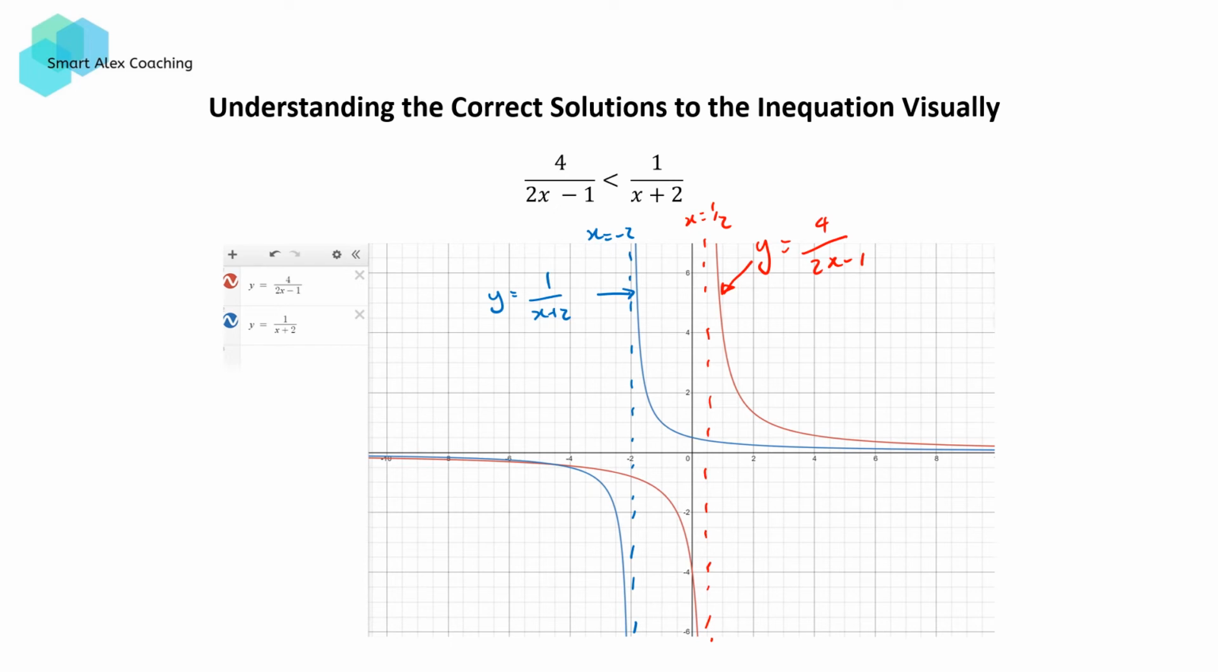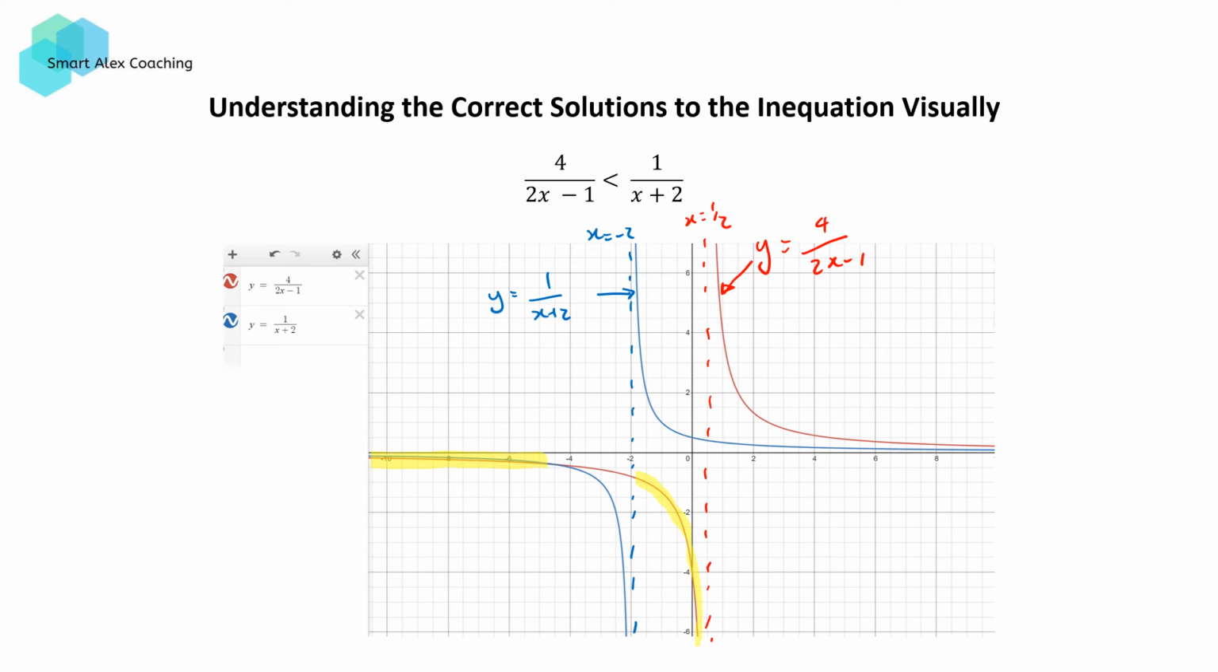Well, the first is this section between -2 and 1/2. So you can see here, between these two values of x, our red graph is below the blue graph. And another place where the red graph is below the blue graph is when x is less than -4.5. It's very tight here, but you can just make it out.